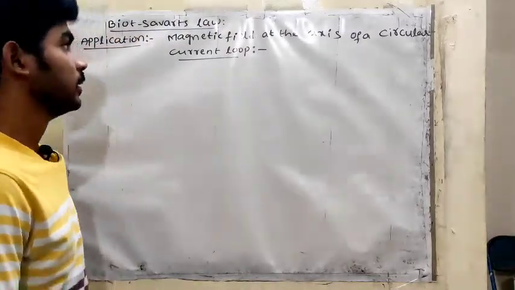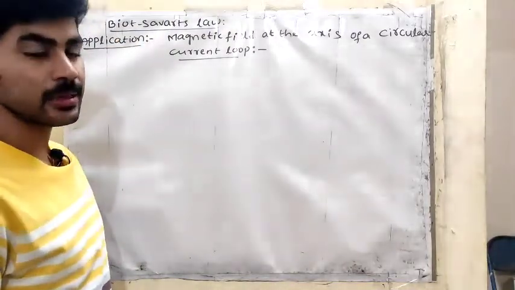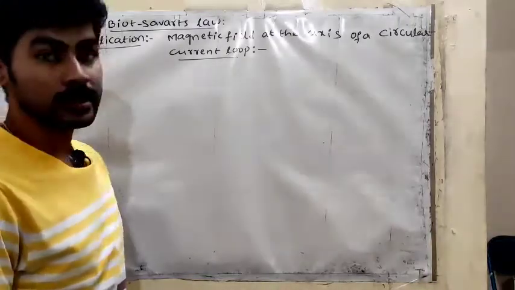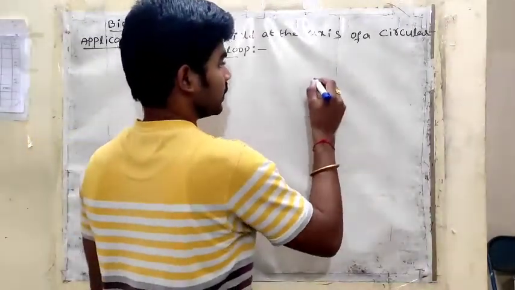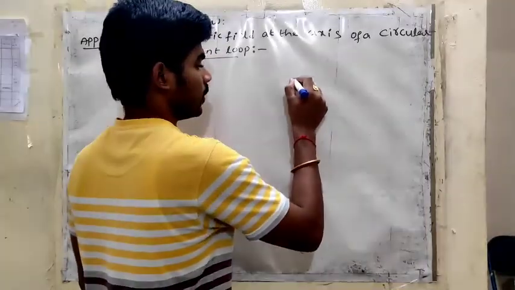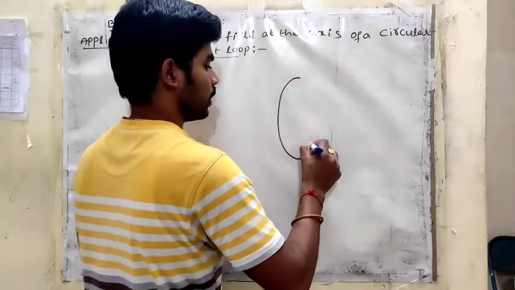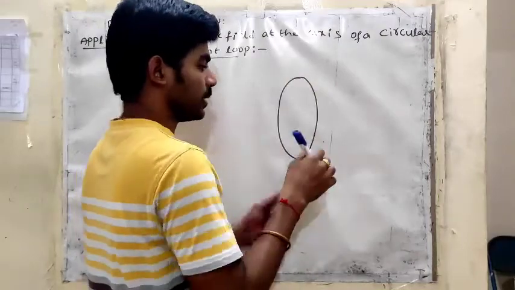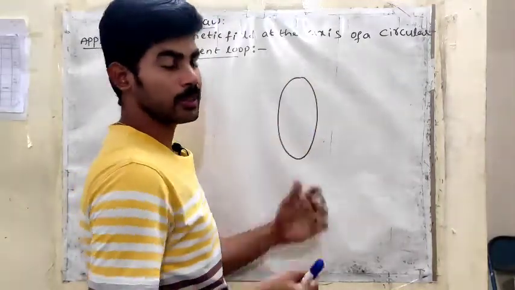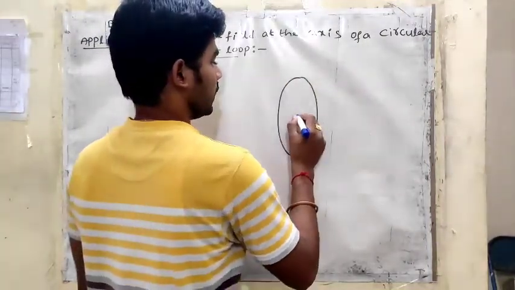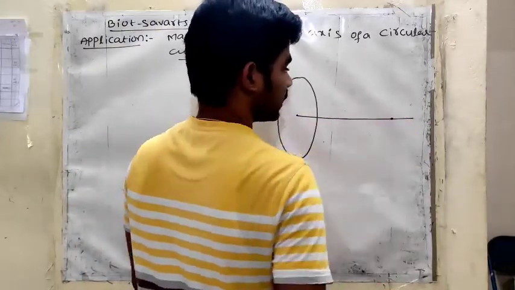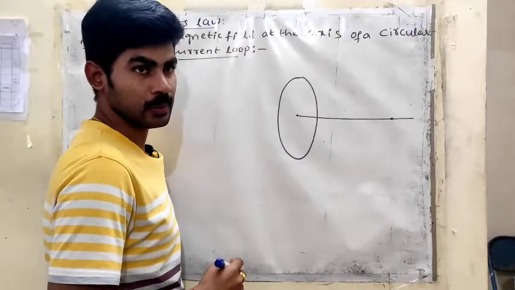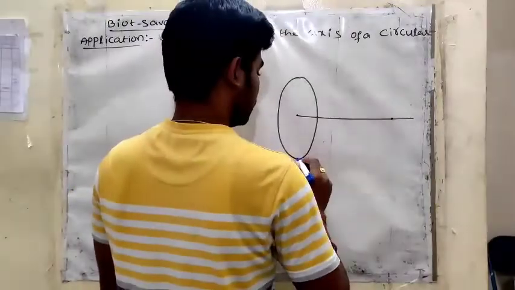Next application, magnetic field at the axis of a circular current loop. This is Biot-Savart's third application. Here I am taking one circular loop. This circular loop I am placing perpendicular to the board. On the axis, at some point, I am calculating the magnetic field. This is the point P.